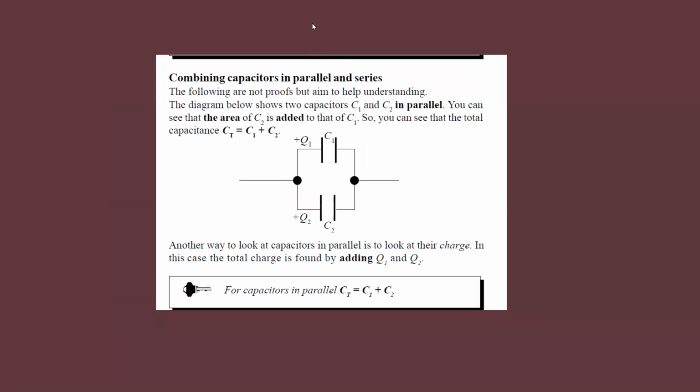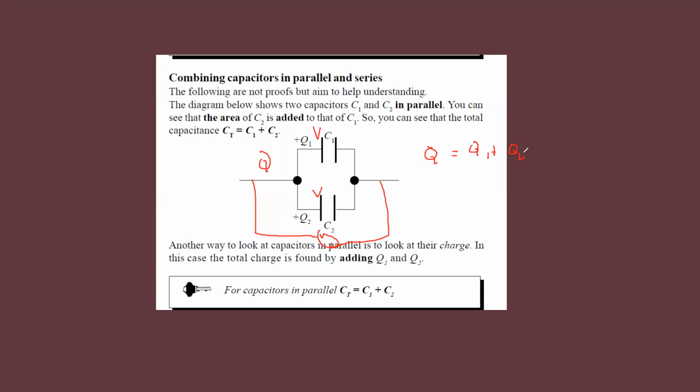Now, for capacitors in parallel, if two or more capacitors are in parallel, as we know, in parallel circuits the voltage is the same. So they all receive the same volts. If the capacitance of the first capacitor is C1 and the charge is Q1, the second one is C2 and the charge is Q2, and the total charge stored is Q. So I can say the total charge Q is equal to Q1, the charge on capacitor 1, plus Q2, the charge on capacitor 2.